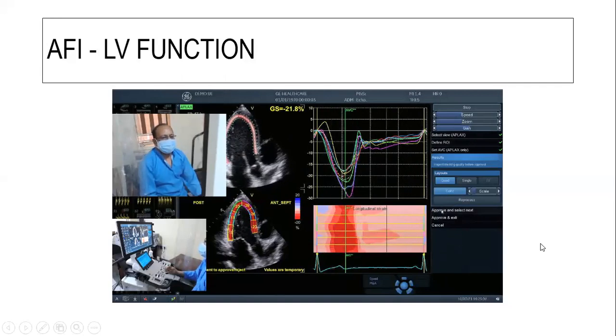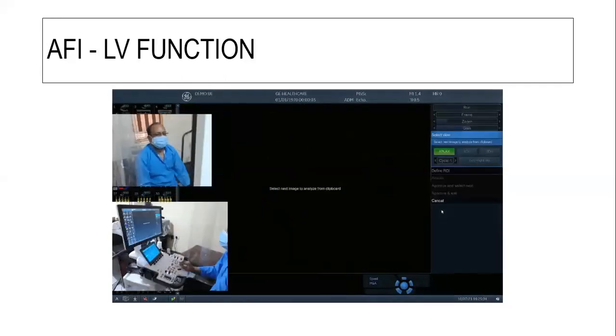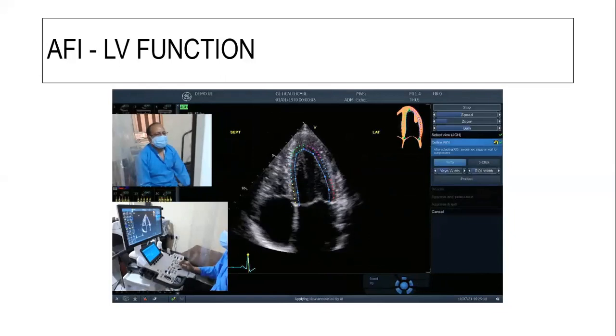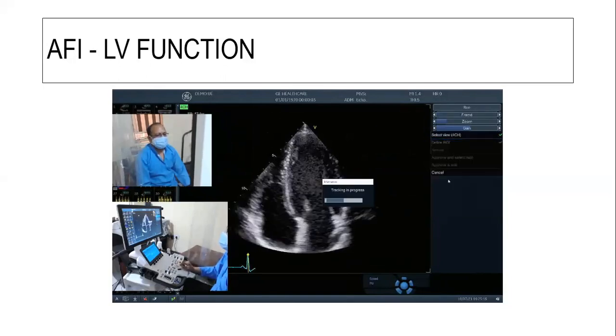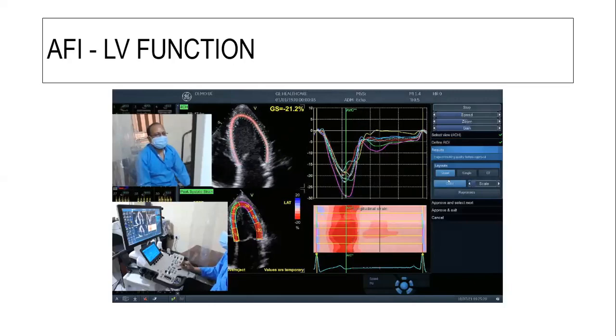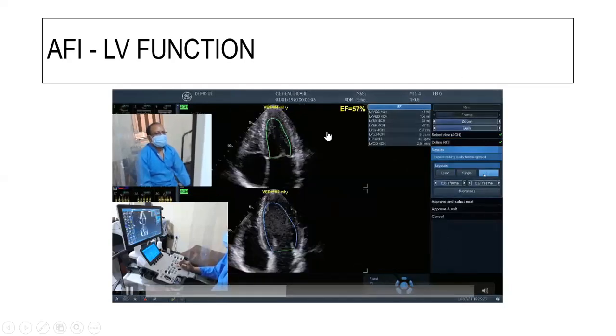Ankan, are you there? You were lost. Yes, sir. Now you can see it, or I'll go back and show you again. Sure, sir, please. So it's tracing all the margins for 2-dimensional strain. That was initially 3-chamber. This is 2-chamber. And it's giving the strain value of all the segments, right? And this is GLS. At the same time, it's giving ejection fraction also.